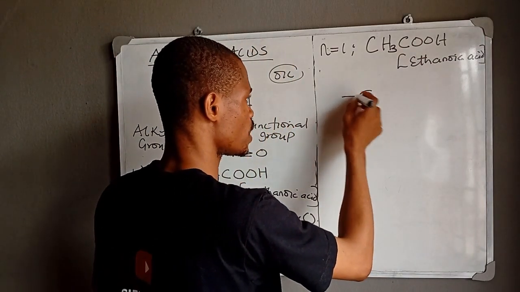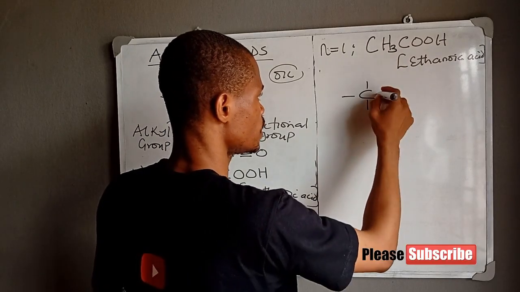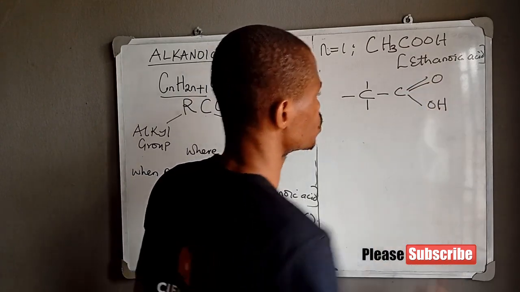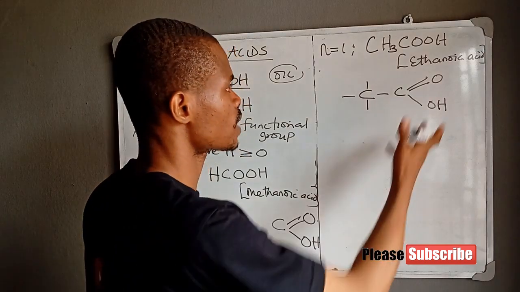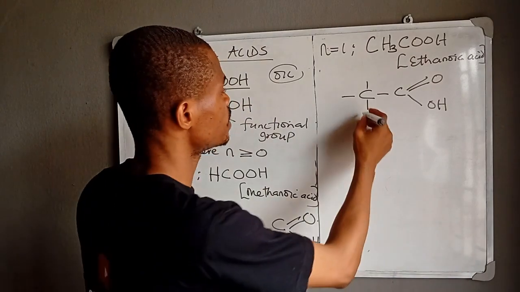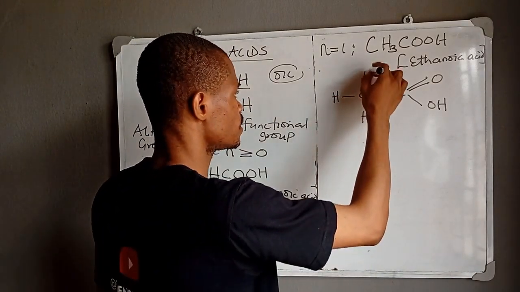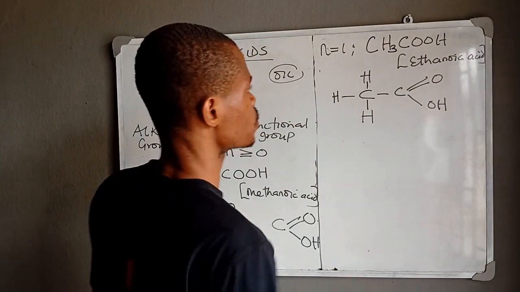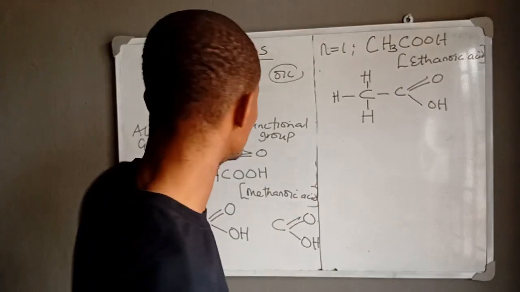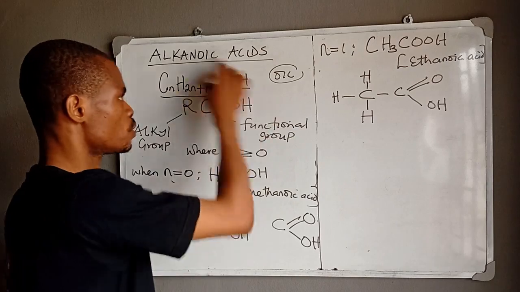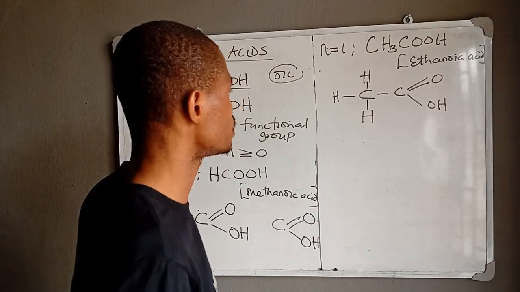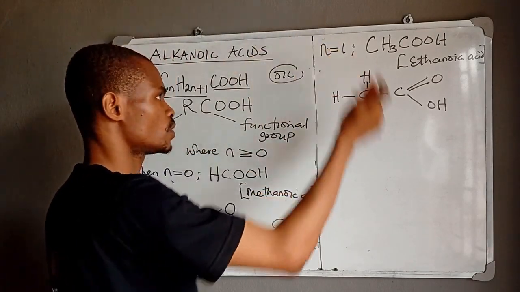Ethanoic acid has a structure: carbon bonded by 1, 2, 3 hydrogen, another carbon that carries the functional group. Like I said, the functional group is what takes care of the chemical properties of the compound. Remember CH3 simply means each of these is attached to hydrogen, and then we have the functional group. So this is how to draw ethanoic acid. I'm able to do this because I know the formula of the alkanoic or the carboxylic acids. They are called the same way, either alkanoic acids or carboxylic acids.